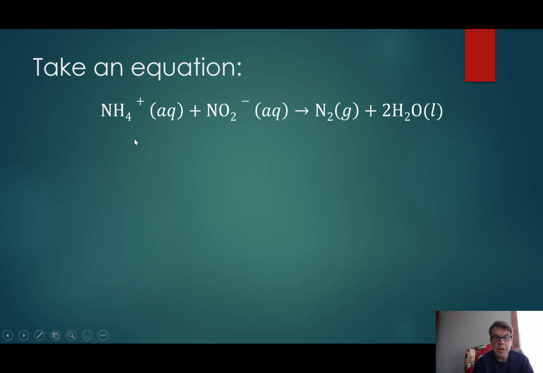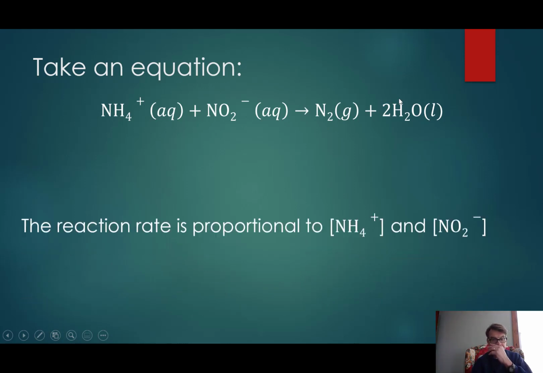You've got the ammonium ion, and if you're going to go into chemistry, you should learn the nomenclature here. This is the ammonium ion. This is the nitrite ion. NO3 would be the nitrate ion, but NO2 is the nitrite ion. It's in solution, it's aqueous. This is a gas, this is a liquid. This is nitrogen gas, this is water. So the ammonium ion plus the nitrite ion yields nitrogen gas and water. All right, that's the basic equation.